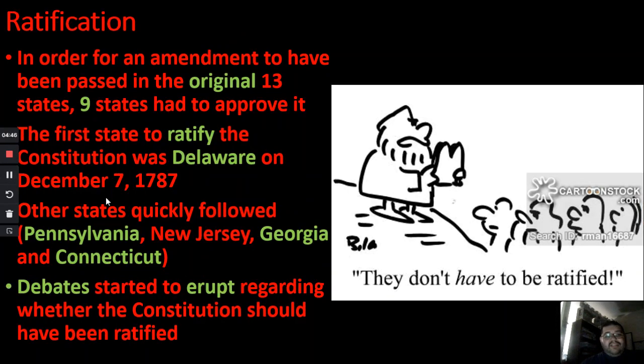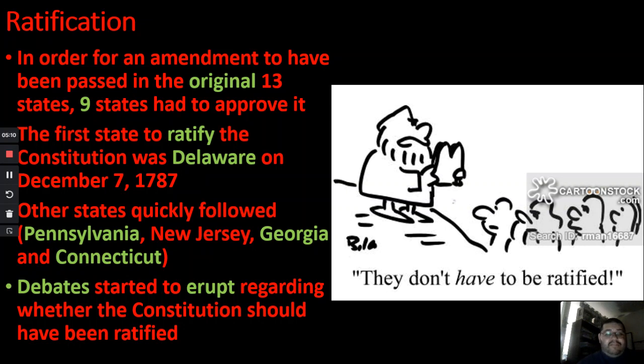Now the Constitution is written. It's ready to be accepted, and this is where ratification comes in. Ratification is the seal of approval. We agree to it. In order for the Constitution to be ratified back then with the whole original 13 colonies, 9 states had to approve it.